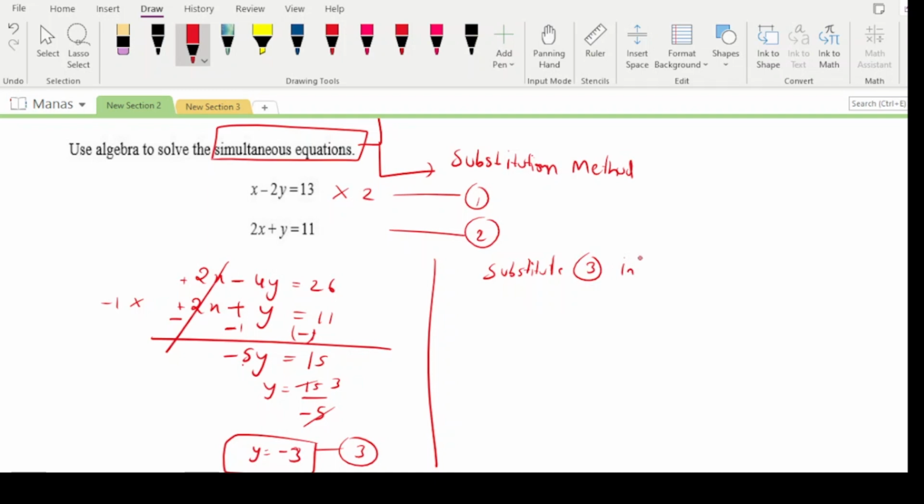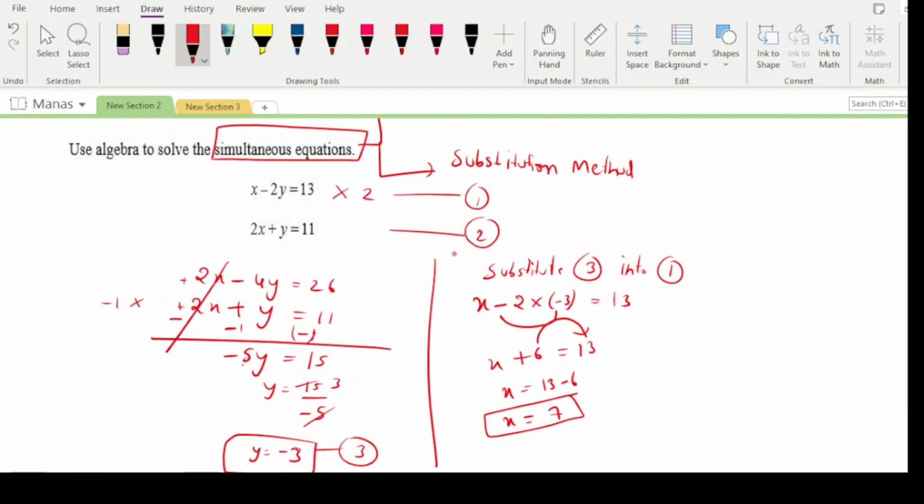the third equation into the first equation. So if I substitute y equal to -3, what will I get? x minus 2 into -3 equals 13. So 3 twos are 6, and this is 13. Once I substitute this, the 6 goes to the other side, so x equals 13 minus 6, and 13 minus 6 is 7. So what is the value of x?